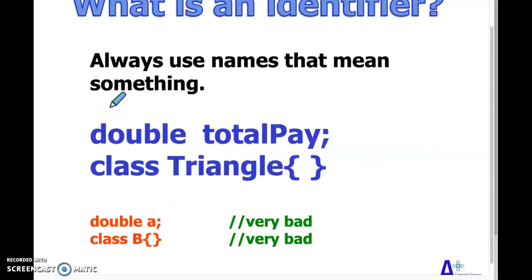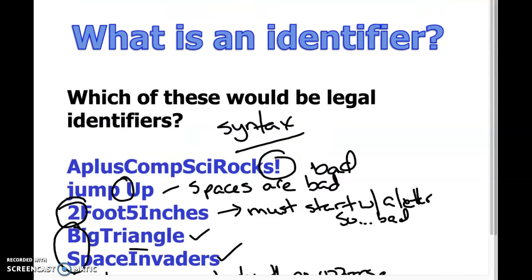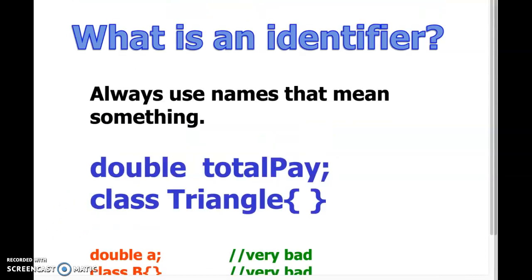What is an identifier? Always use names that mean something. It's important that you don't name something just A or B, unless your A is like the a in the quadratic formula, ax squared plus bx plus c, then that's a different story. Pick things that mean something. It's a little bit more to type, but it's a better process. Always pick something that means something.